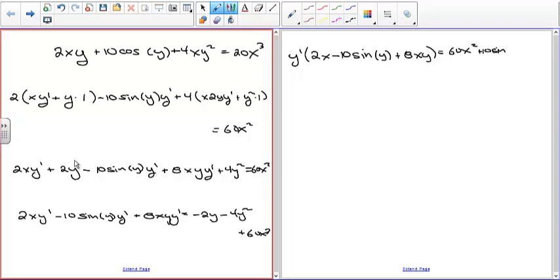Okay, so let's do this again. That's the main gist of this thing, is keeping everything straight. So this comes down, that comes down, this goes to the other side, this goes to the other side, that stays on the right-hand side.